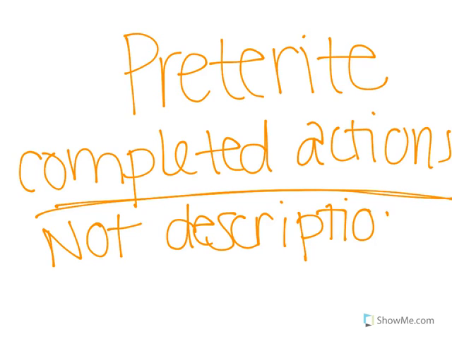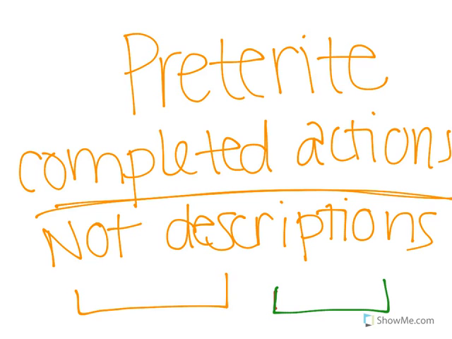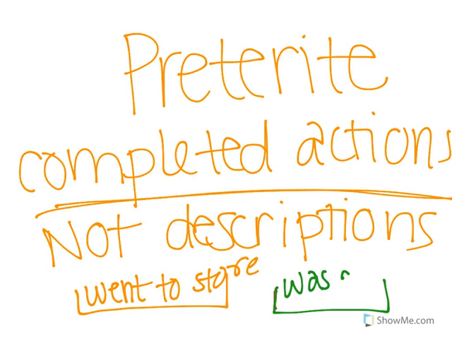If I wanted to say, yesterday I did this and this, but then I want to describe how it was, the description part would be the imperfect. So description is going to be imperfect, but the actual event is going to be preterite. So, went to the store, and then it was crowded. Do you guys see how this is more of a description than that one?